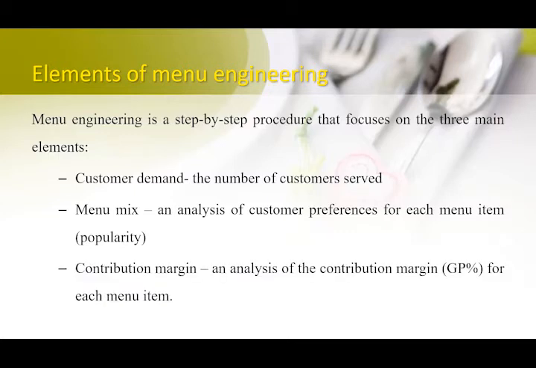Next element is the contribution margin. Contribution margin is nothing but the gross profit percentage of a particular menu item. It is the complete analysis of profit that is earned from selling each menu item. These are the three elements of menu engineering on which the complete menu matrix is dependent.